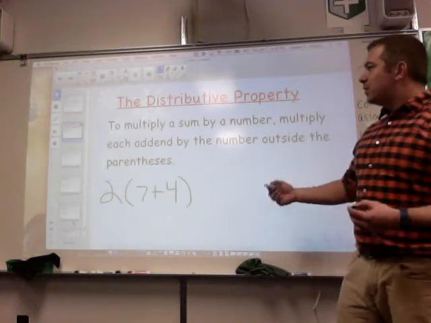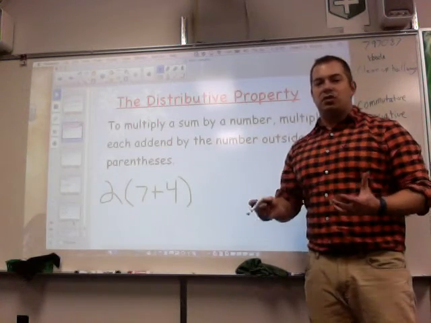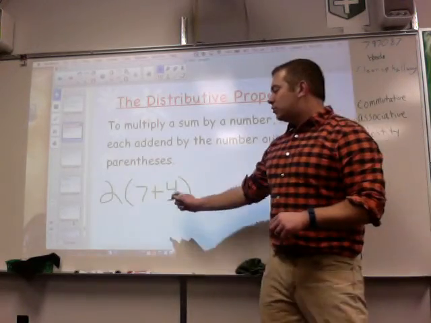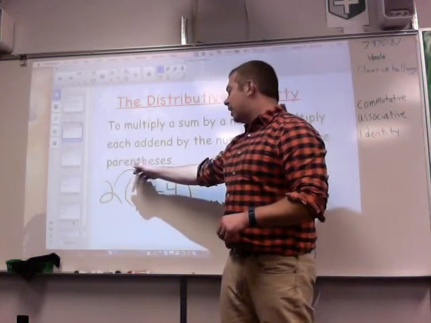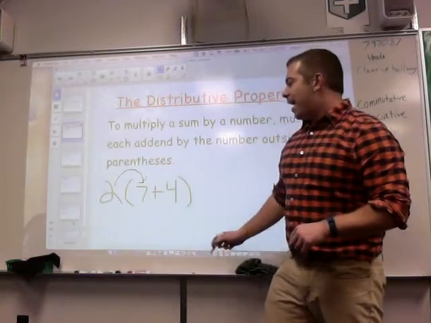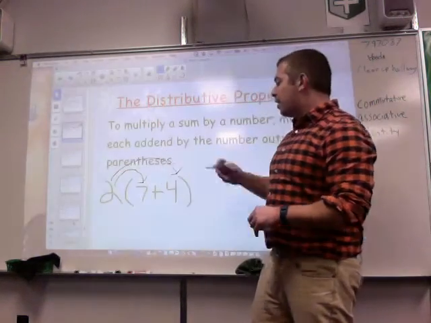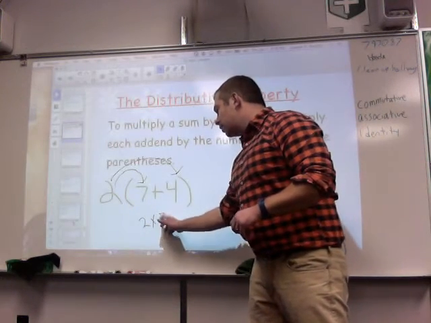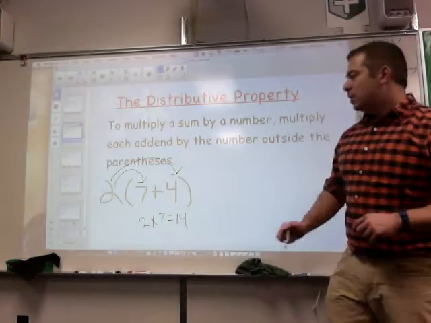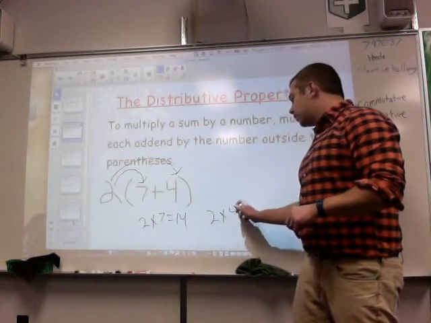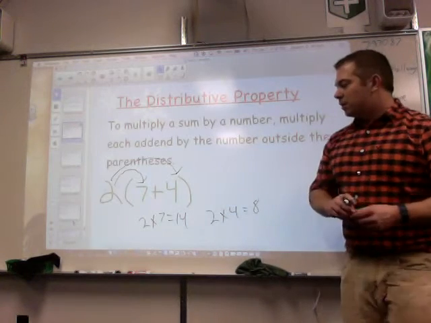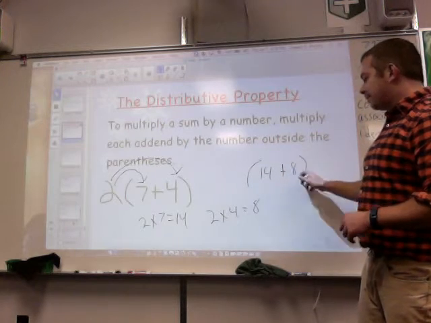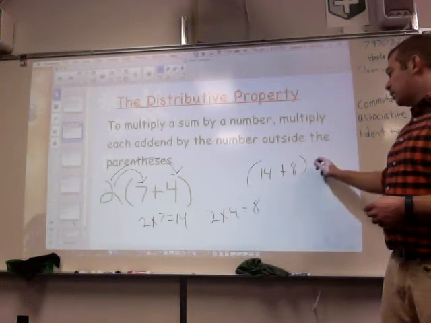All right, but I want to show you there's a different way to do it, and it's through distributive property. Distribute kind of means to bring or hand out. So I'm going to distribute this 2. Instead of doing 2 times 11, I'm going to do 2 times 7, and I'm going to do 2 times 4, and then I'm going to combine them. So 2 times 7 equals 14. 2 times 4 equals 8. So now I'm left with, in those parentheses, 14 plus 8. And 14 plus 8 equals 22.